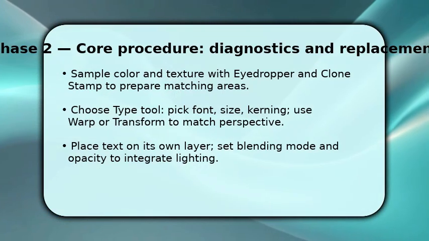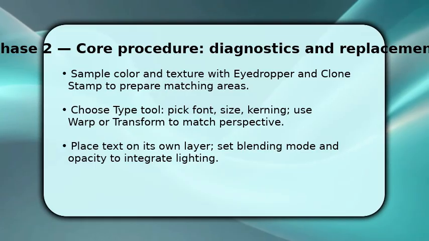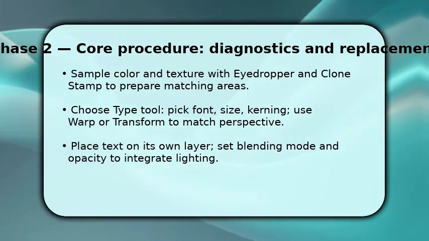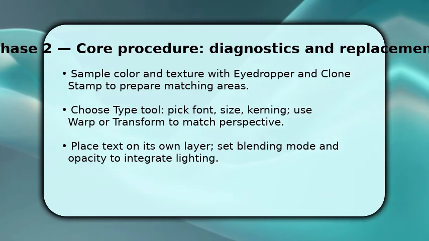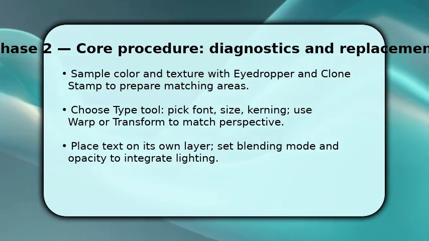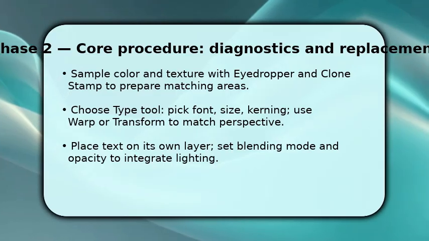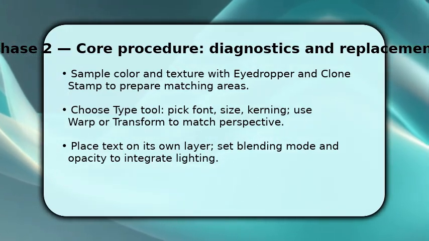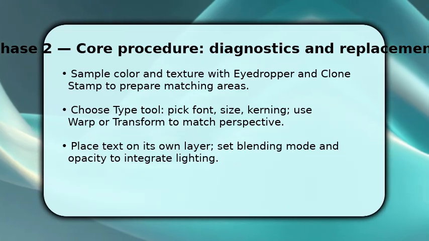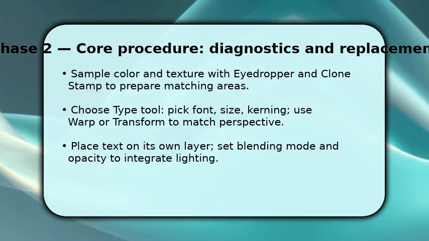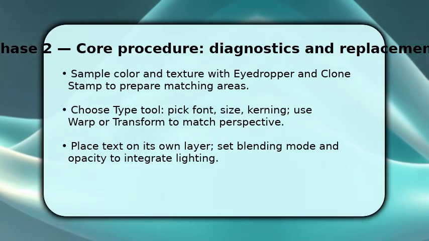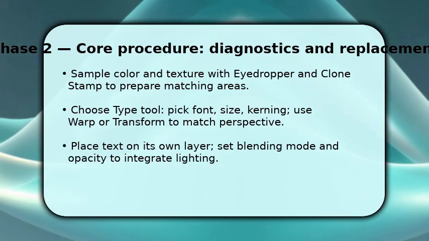You now replace the text by matching style and perspective. First, sample colors with the eyedropper and refine nearby texture with clone stamp so the new letters sit naturally. Pick the type tool and choose a font, size, and kerning that resemble the original. If needed, use transform or warp to follow perspective lines. Put the text on its own layer, then adjust blending mode, opacity, and layer effects so shadows and highlights read correctly. This is where the edit looks believable.